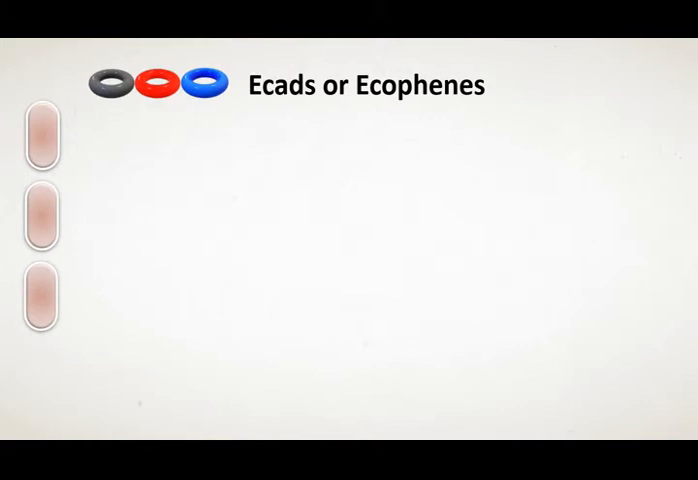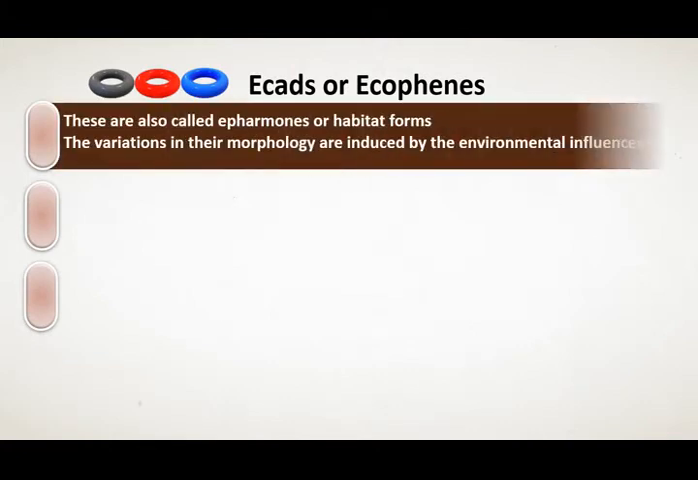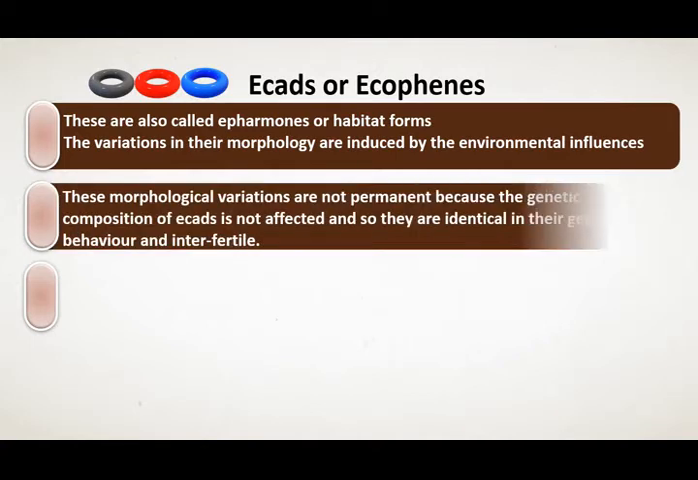Let's start with ecads or ecophenes. These are also called ecophenes or habitat forms. These are environmental variations. They belong to the same genetic stock or species, and the variations in their morphology, that is in shape, size, number, and reproductive capacity, are induced by environmental influences. The variations are not fixed, but are temporary, somatic, and reversible.